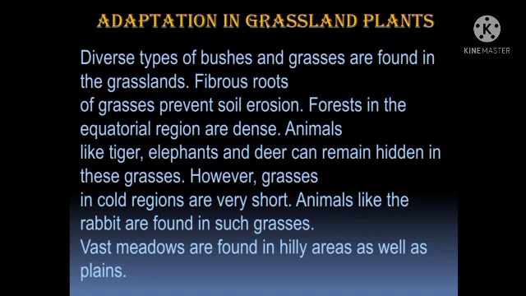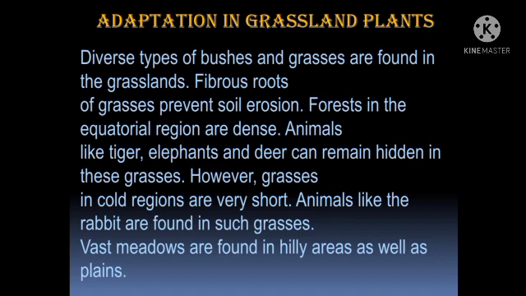Forests in the equatorial region are dense. What it means, students? In the equatorial region, there is a maximum number of trees. Animals like tigers, elephants and deer can remain hidden in these grasses. So students, in forest regions, you can find animals which get shelter to hide themselves.